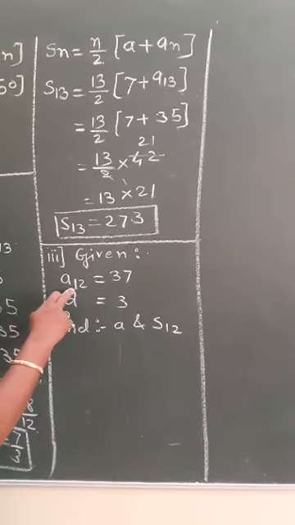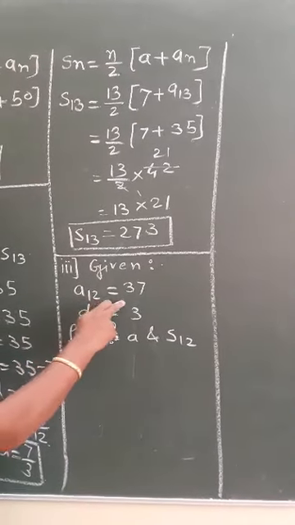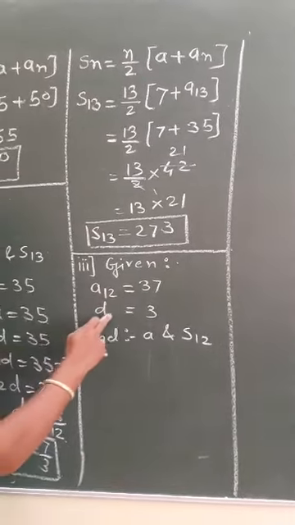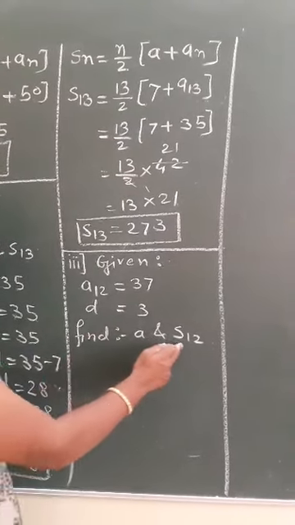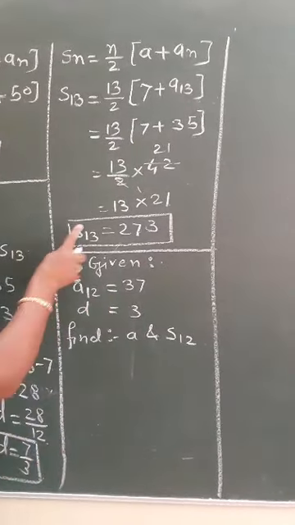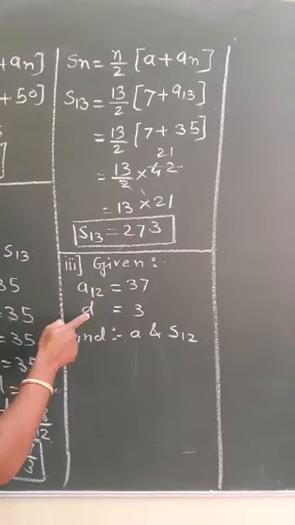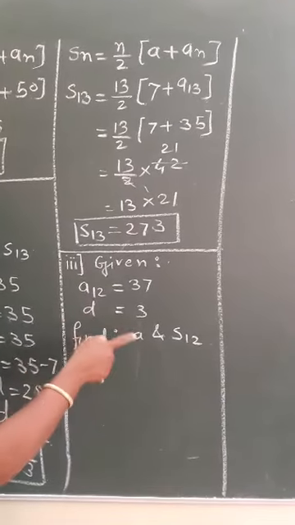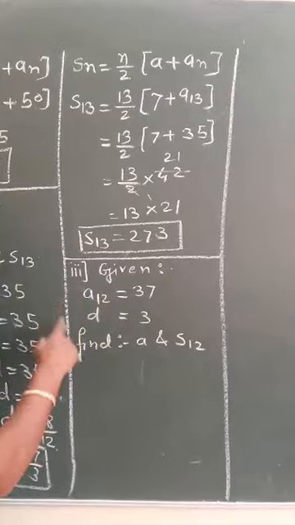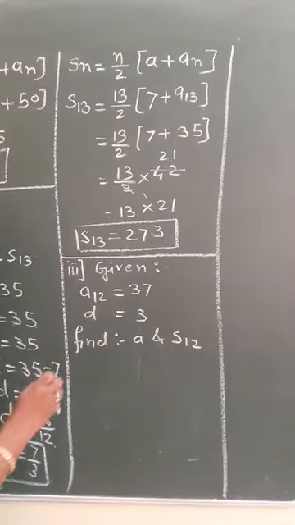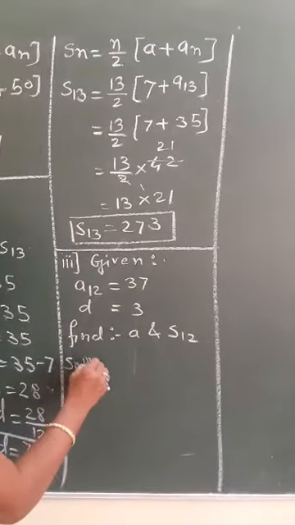In the third problem, they have given a12 is equal to 37, and the value of d given is 3. Find a and S12. This problem is the same as the second. What is the change? Here d is given and we have to find a, while there a was given and we had to find d. So we will apply the same way.